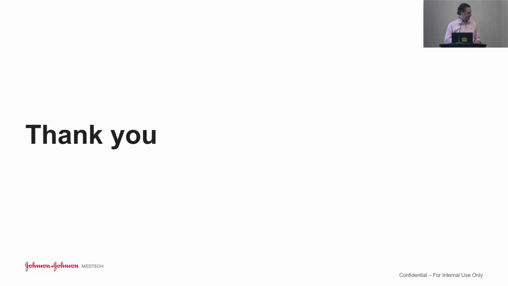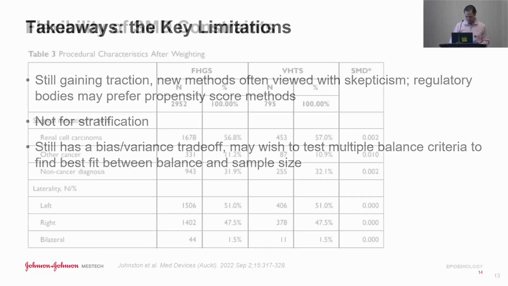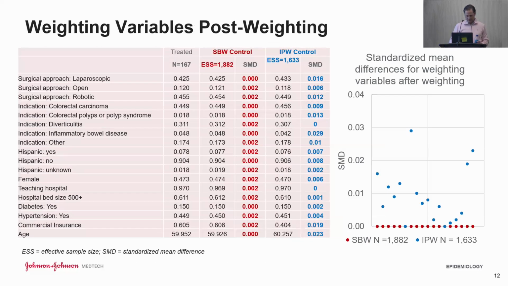Time for one more question. I have one. I'm curious about slide 12, the weighting of the variables post-weighting. On the SBW control, the red numbers are either 0 or 0.002. I'm curious why that is. Is that a numerics thing, or what's going on, versus the much more heterogeneity in the blue numbers?